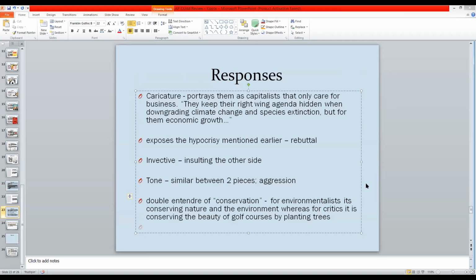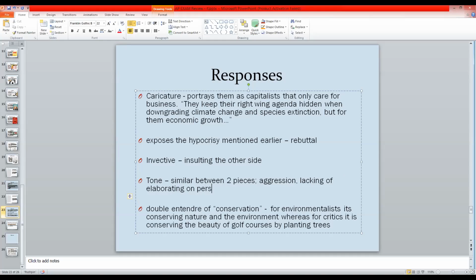Muhammad further adds on how they both use their platform to attack one another instead of elaborating on what they are fighting for. Yeah, they never really go into their own ideologies. They're more so like, well, that's their ideology and that's wrong. So in this case, the tone is similar because it's aggression and it's also lacking elaboration on personal ideologies.